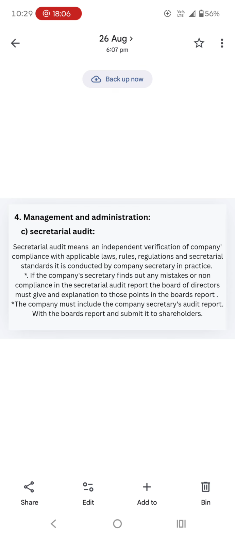And the next point is the company must include the company secretary's audit report with the board's report and submit it to the shareholders. Obviously a company will prepare a report, an annual audit report. Along with that, the company secretary's audit report should also be included when the reports are submitted to the shareholders of the company.